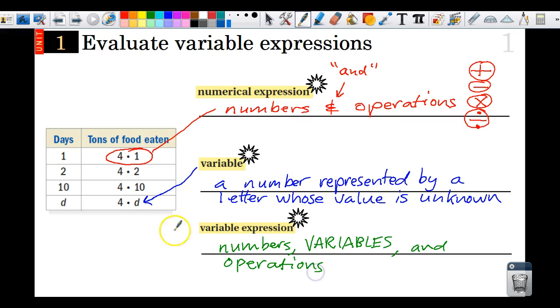An example of a variable expression is this entire sentence here. I call it a sentence. It's a mathematical expression, 4 times D, where D is the variable, 4 is the number, and the dot represents multiplication. Now you might have seen multiplication written as an X, but we're going to use X as a variable. So we don't use X's anymore for multiplication. I'm going to be using dots.